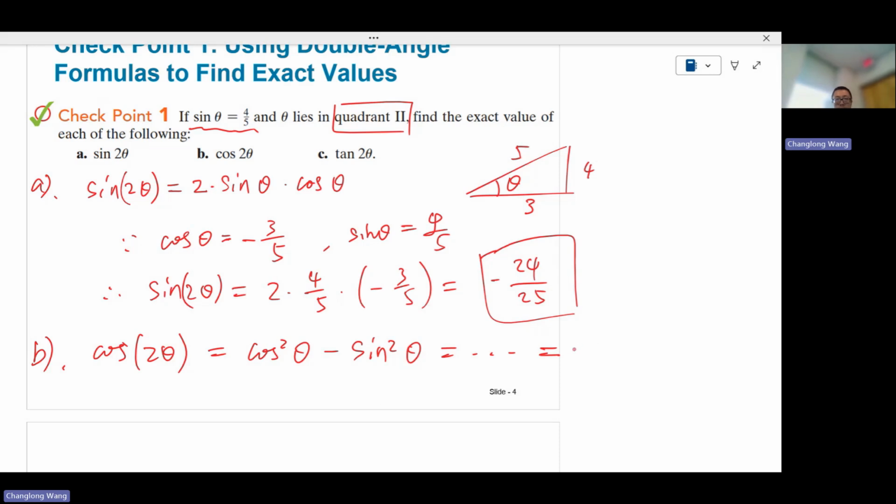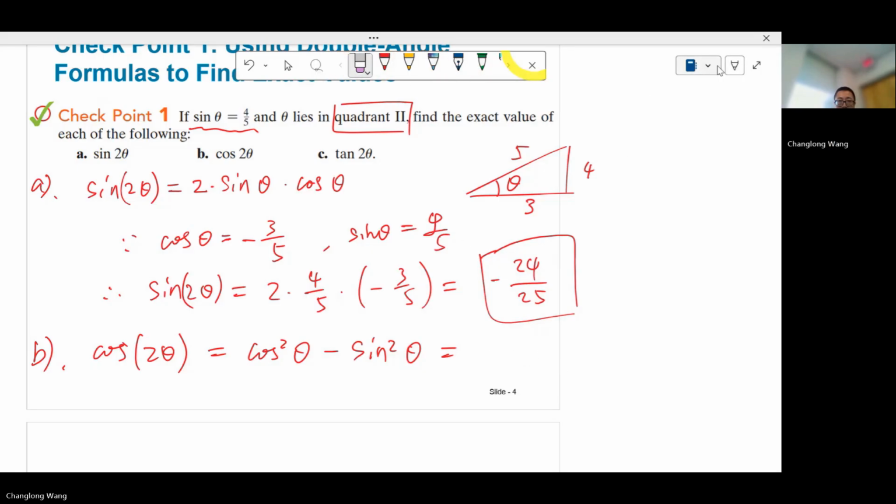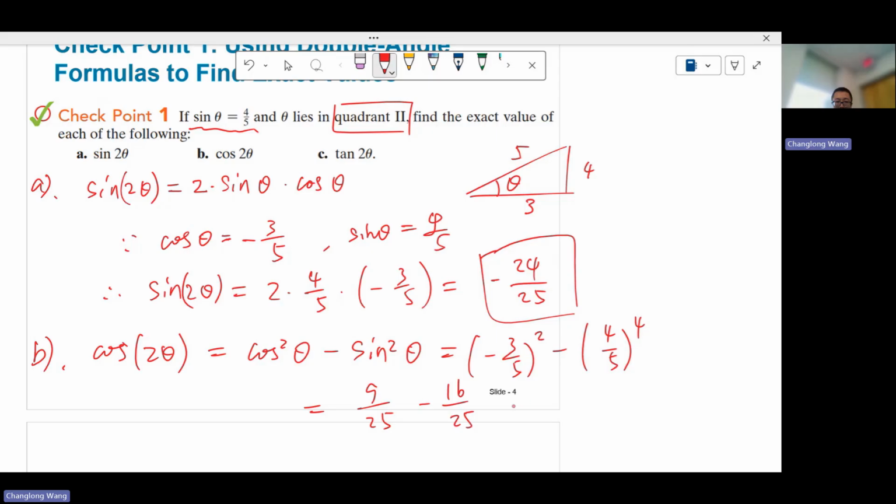Let me put it down. So I'm going to square the negative 3/5, and I'll subtract the square of 4/5. So what I should get is 9/25 minus 16/25, right? So I should be getting negative 7/25. Okay.